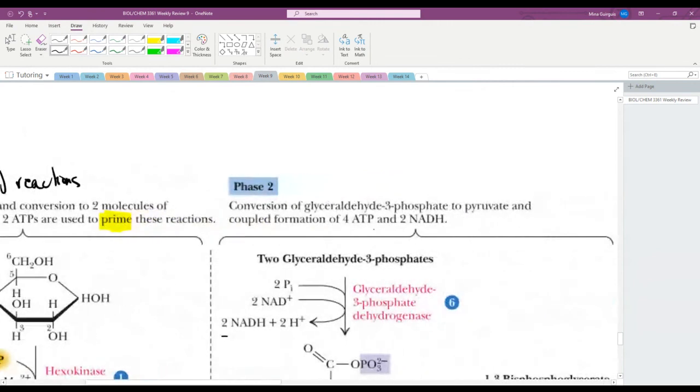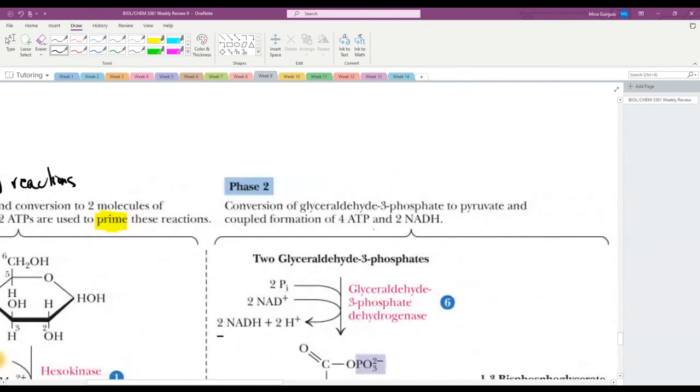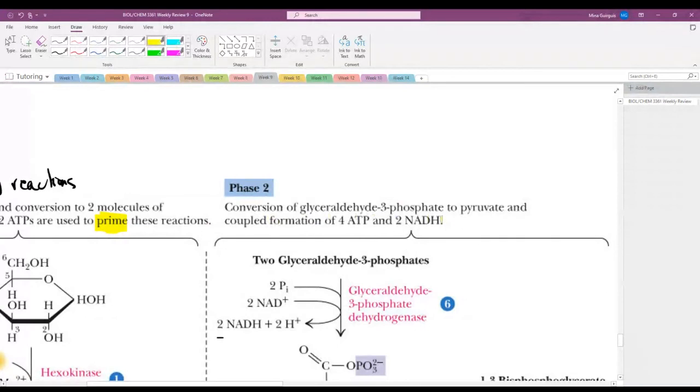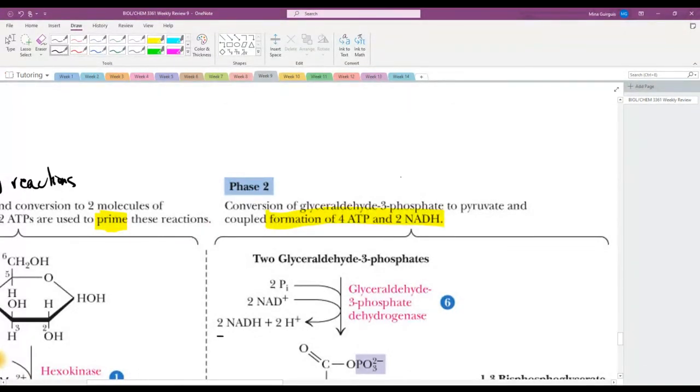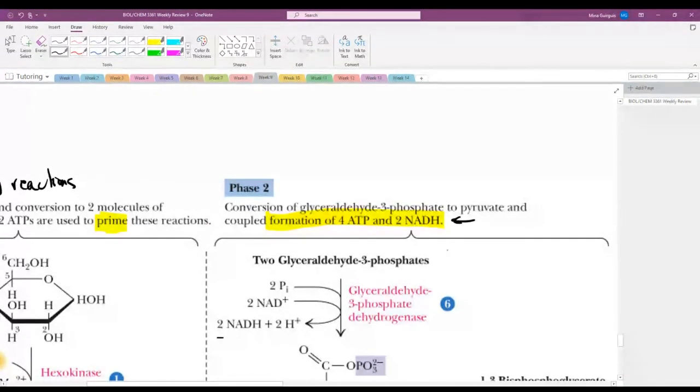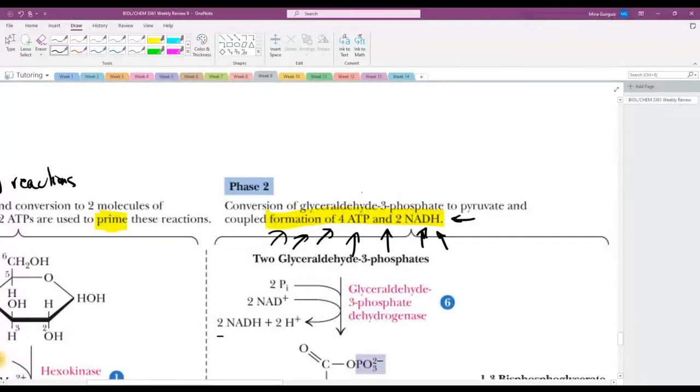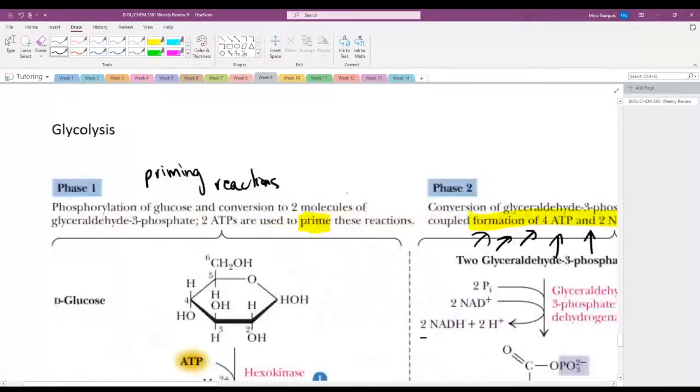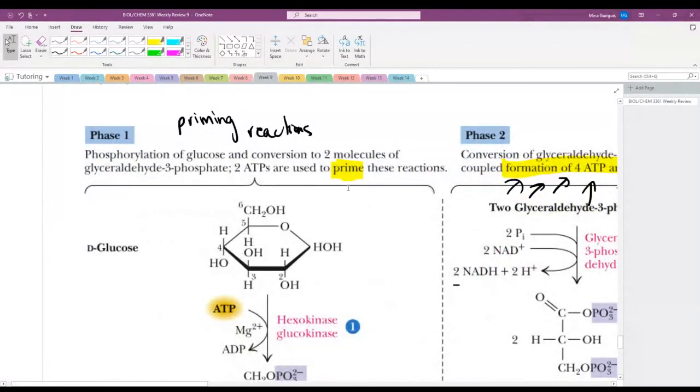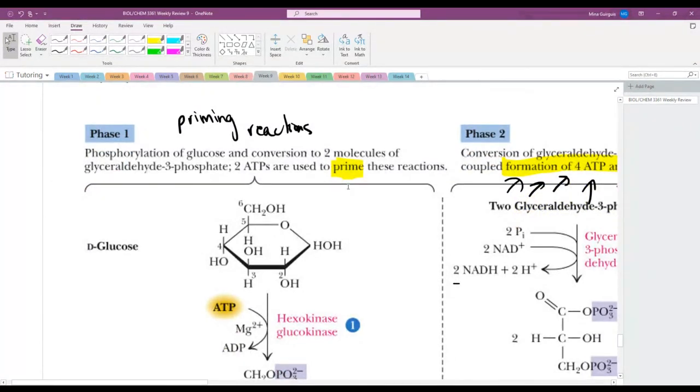The second half is the half that gives us energy. Conversion of G3P, which I'm going to abbreviate for convenience, to pyruvate, and coupled formation of 4 ATP and 2 NADH. This is catabolism, right? This is what makes glycolysis the catabolic process that it is. It's very important. It's why it's such a priority for our body, this part right here. So we have to do the priming in order to get that. So let's talk about the priming first.